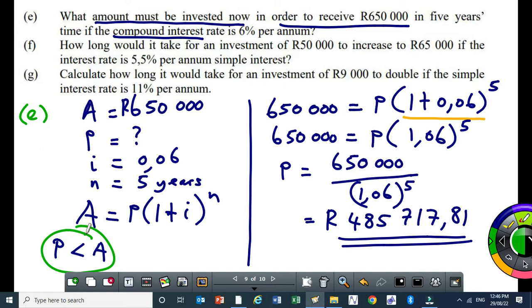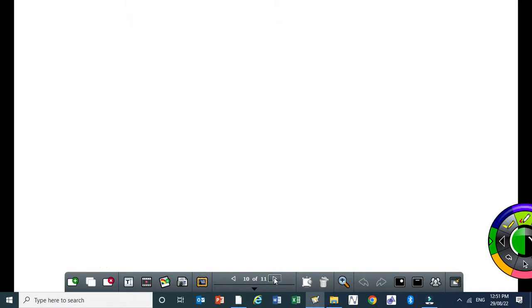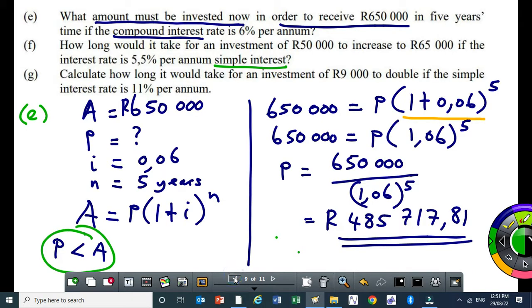Alright. I'm going to ask you to do F quickly. It says, how long will it take for an investment of 50,000 rand to increase to 65,000 if the interest rate is 5.5% per annum simple interest? So this is simple interest. Our P is 50,000 and A is going to be 65,000.